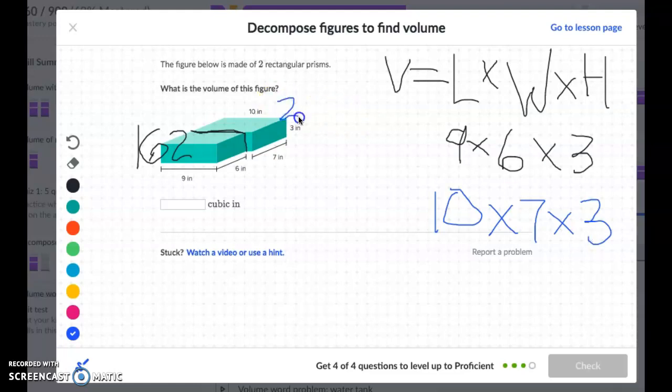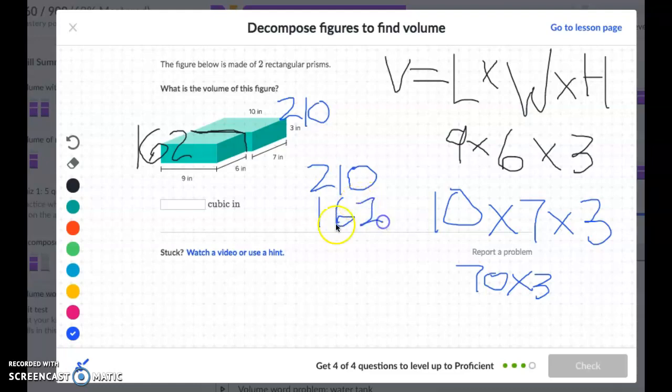And again, that one I can do in my head because when I'm thinking of 70 times 3, I'm going to do 7 times 3 is 21 and then add my 0 on. However, to figure out the entire volume, I still have to add those two numbers up. So this is not necessarily super hard and complicated. This is one of those things where there's a lot of steps and it's going to take you a little bit of time to solve each problem.